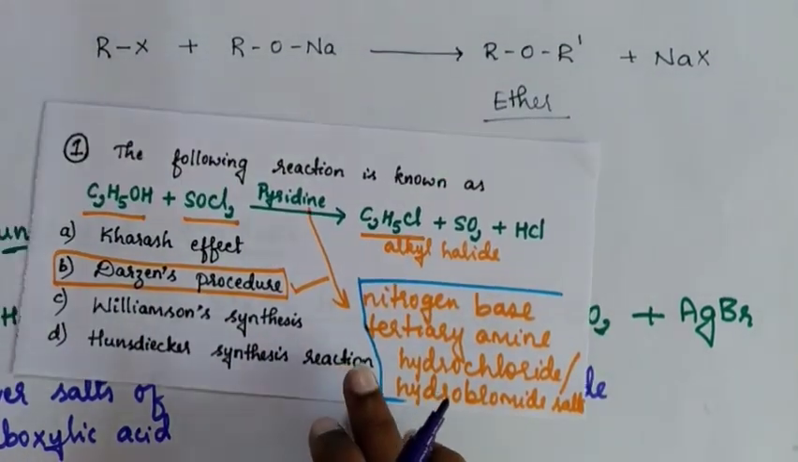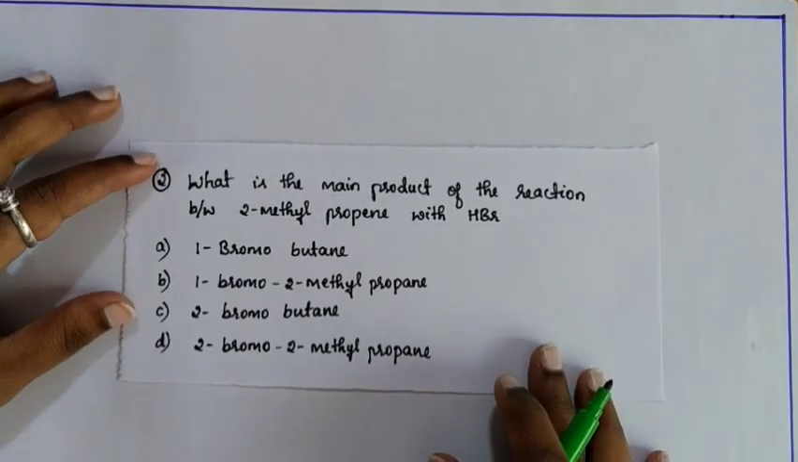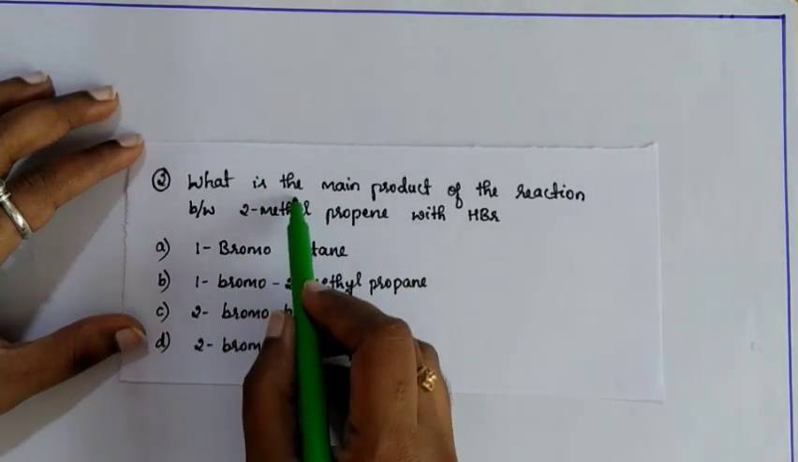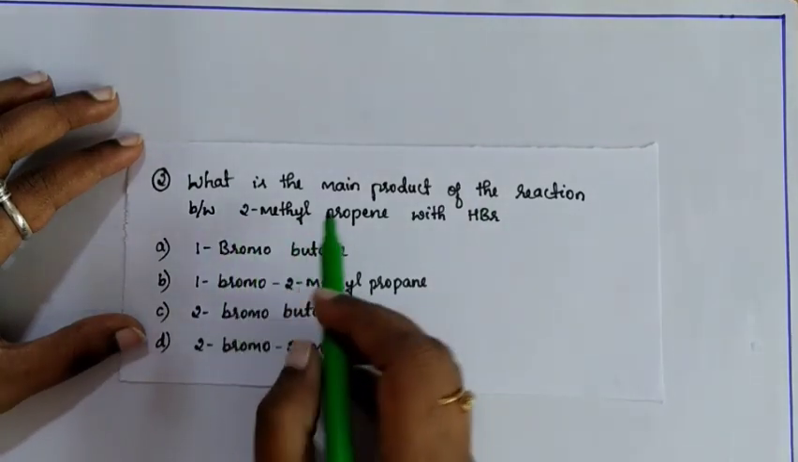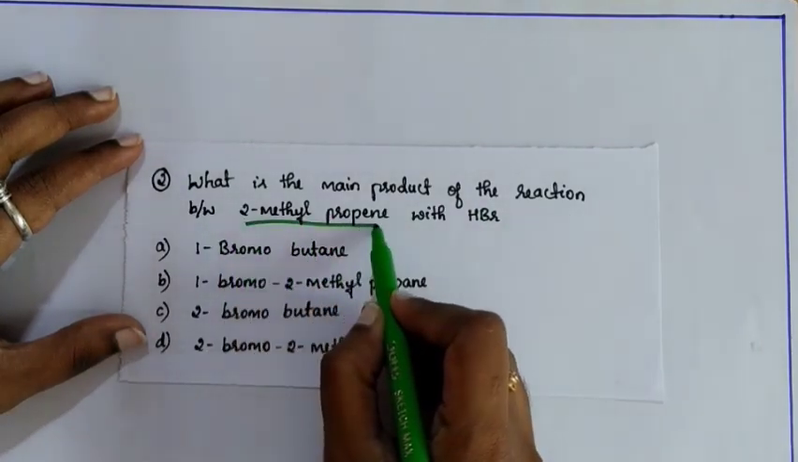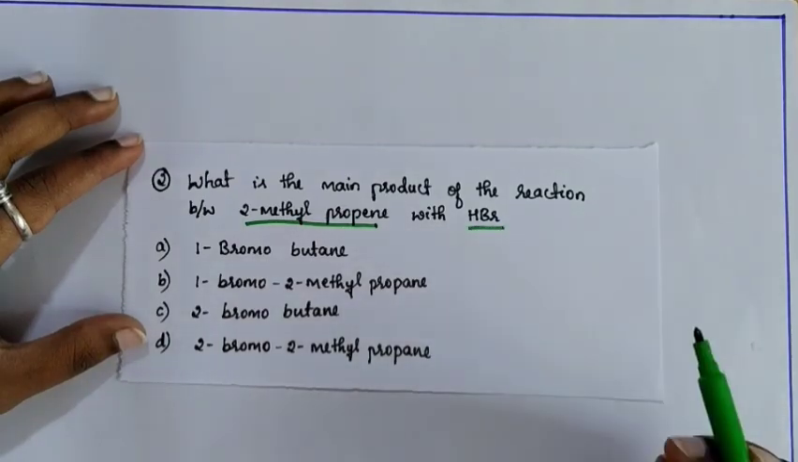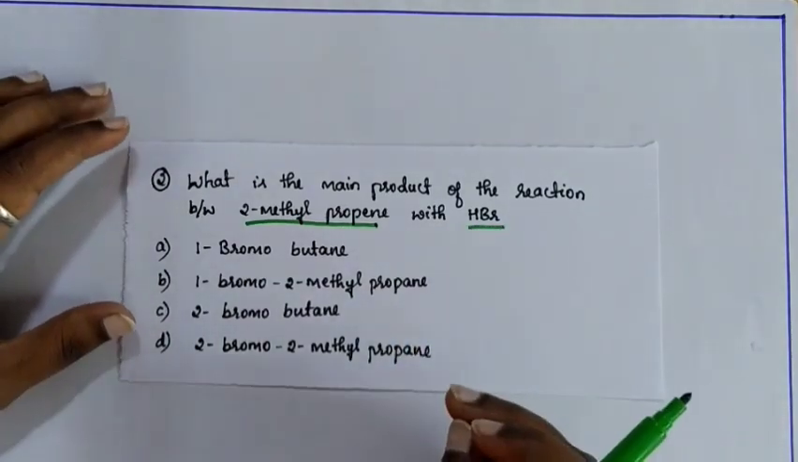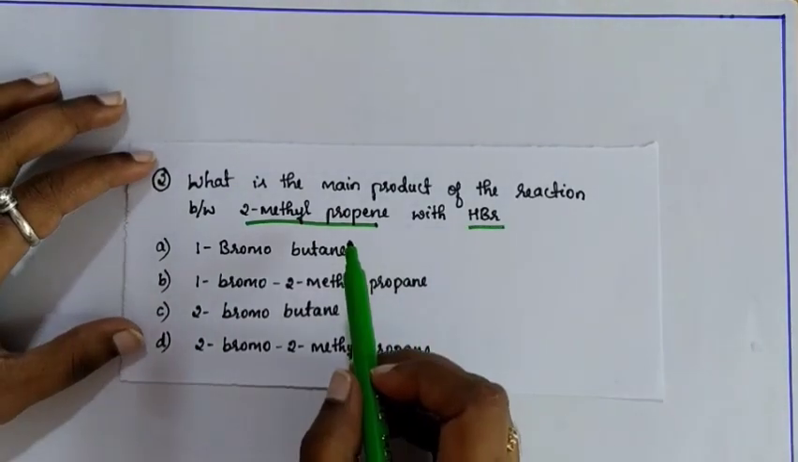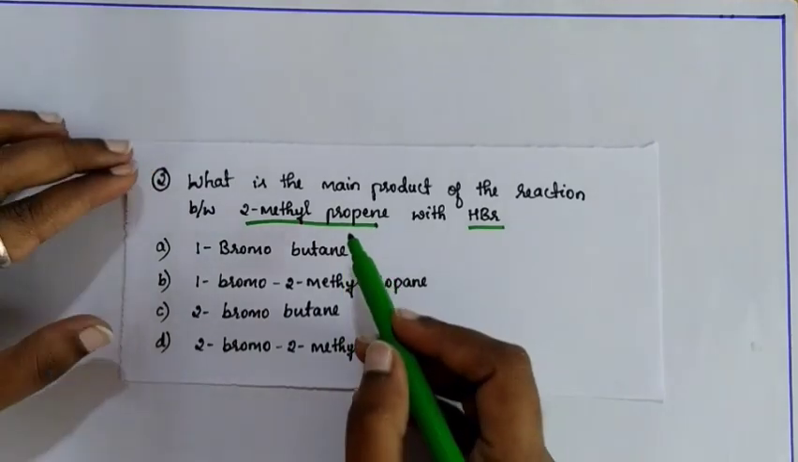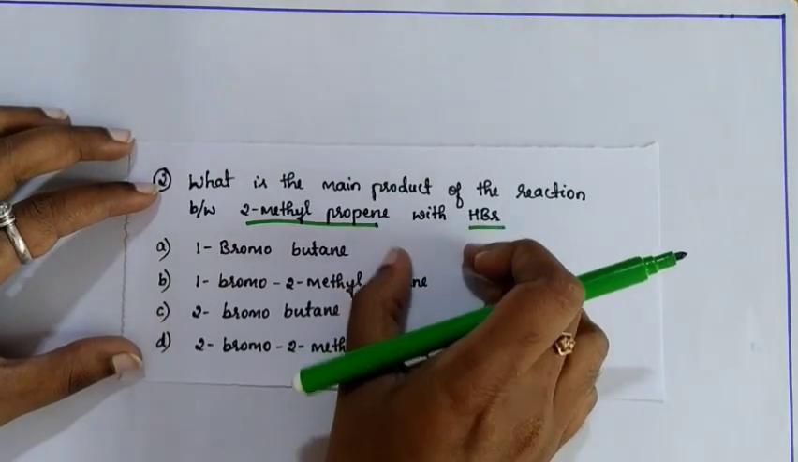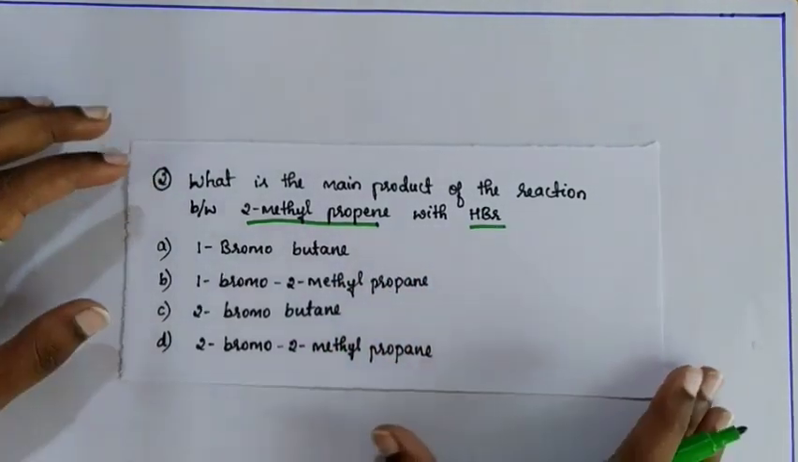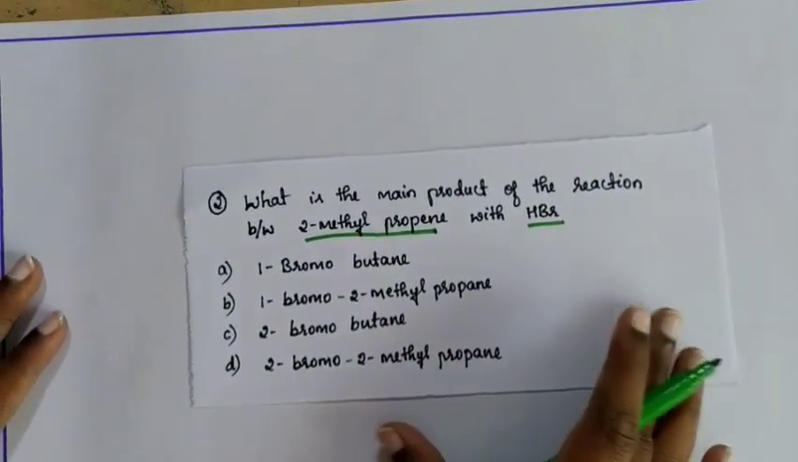Understood the first question? Our second question is, what is the main product of the reaction between 2-methylpropene with HBr? This is why nomenclature is very important. Here they have not given the structure, but instead they have given the IUPAC name. You need to write the structure first and make the reaction between these two so that you get the product. Let us write the reaction now. Let's see what we are going to get.